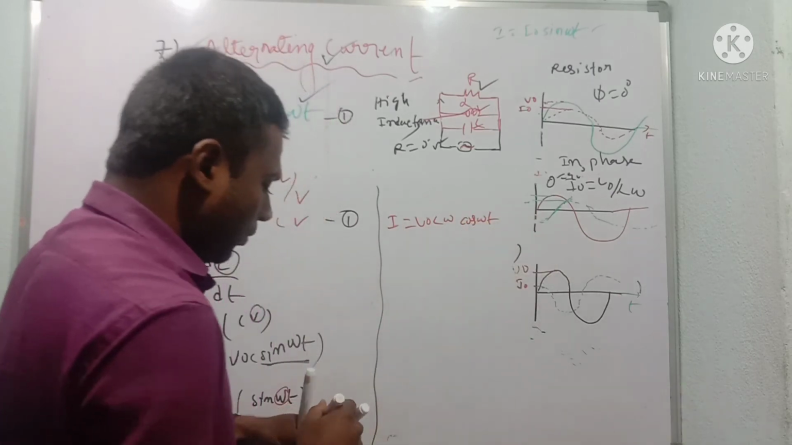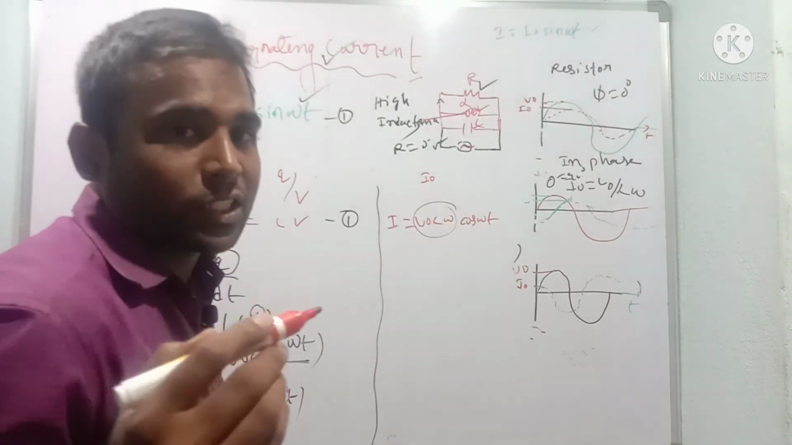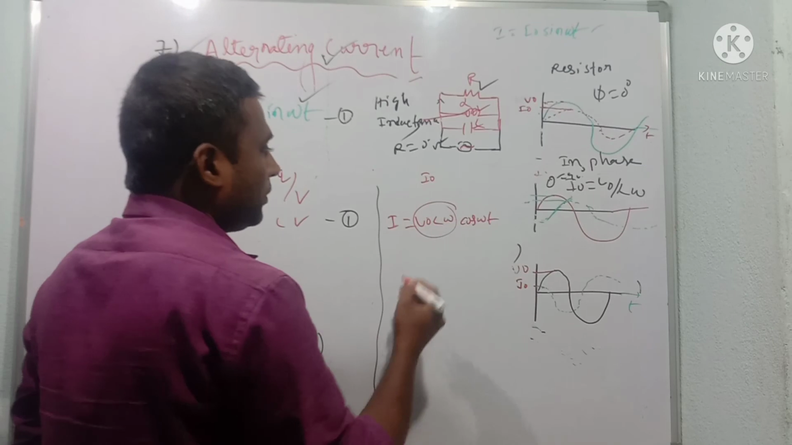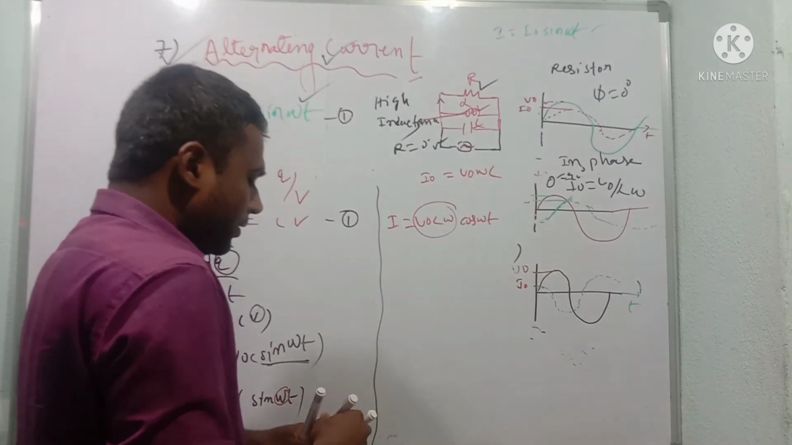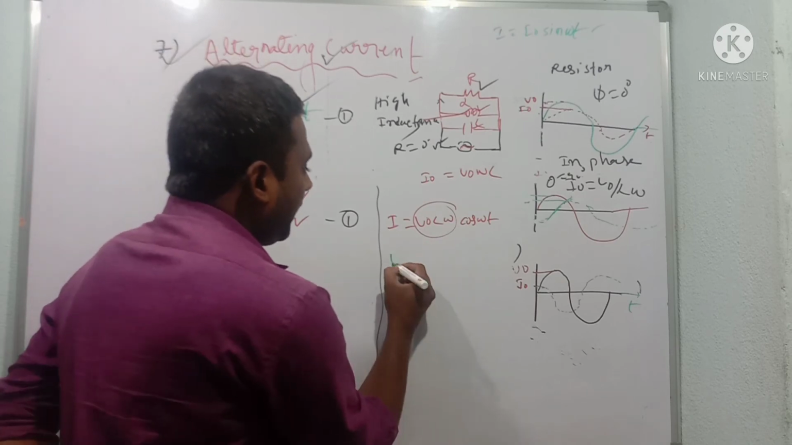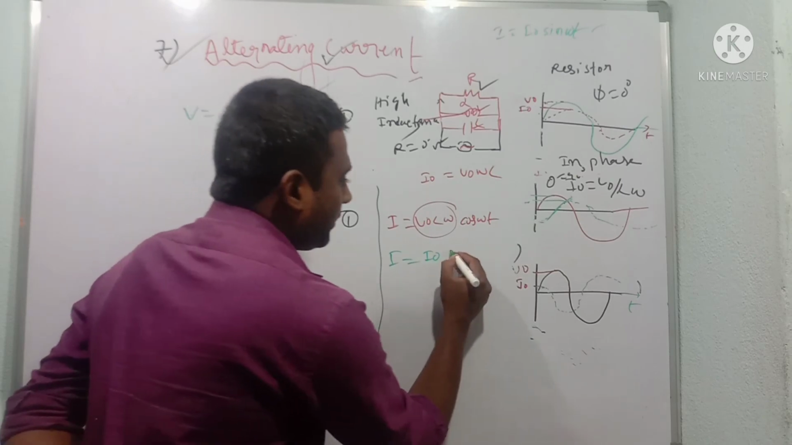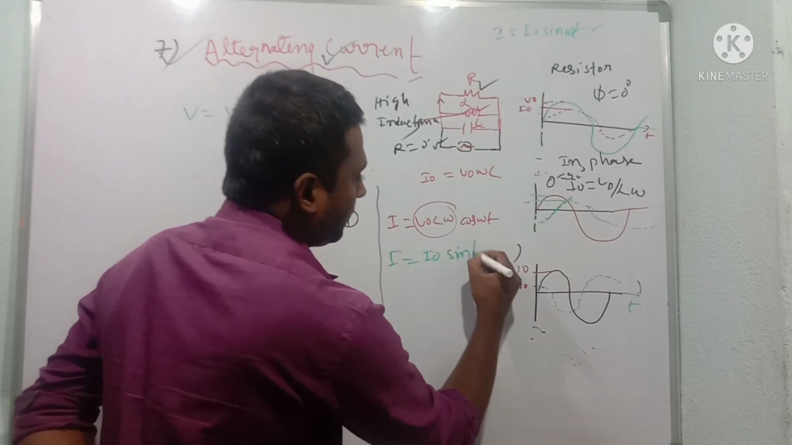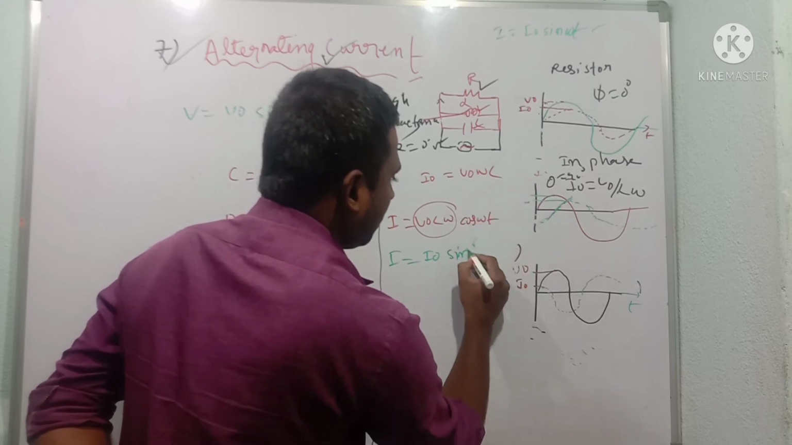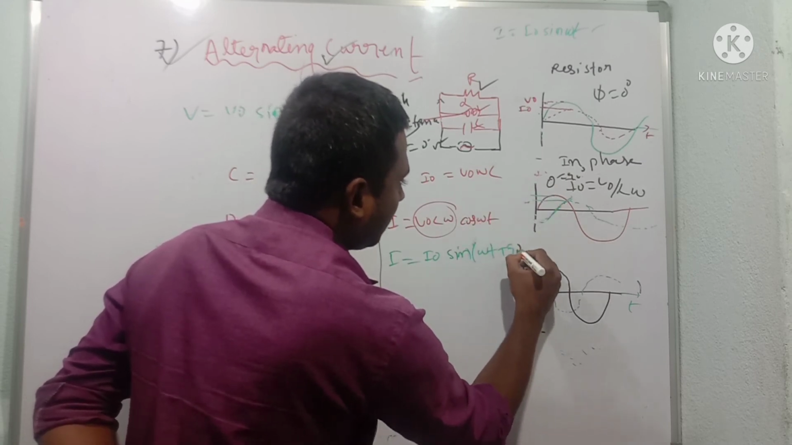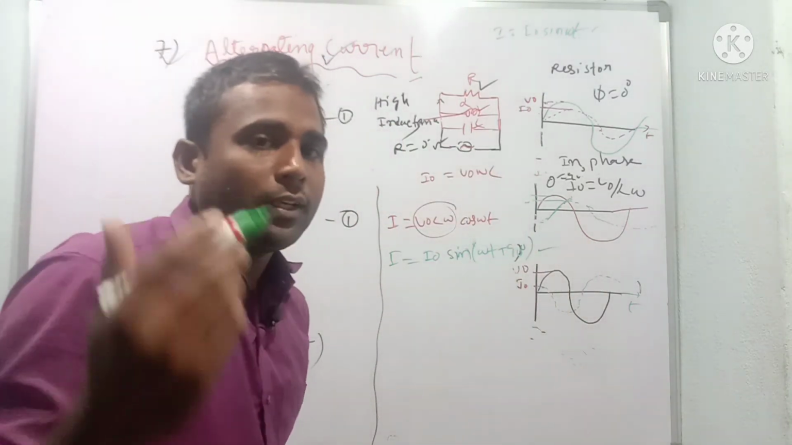So this is nothing but what? This is nothing but the peak value of current. So that is I naught is equal to V naught omega C. Dear students, what is going to happen now? I is equal to I naught, this cos omega t can be written as sine of omega t plus 90. It means here current is leading. In the previous case, voltage was leading.